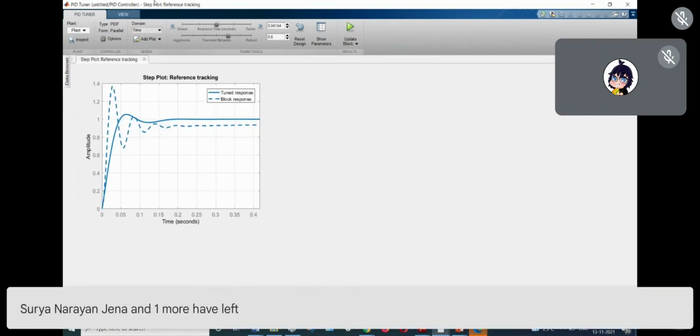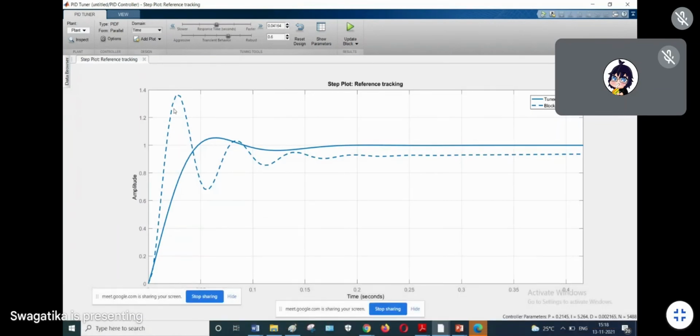See, after you tune this one, you will get the reference tracking. This is the tuned response. The solid line is the tuned response and the block response is like this one previously. Now what you have to do is update the block. Click on the update block option.